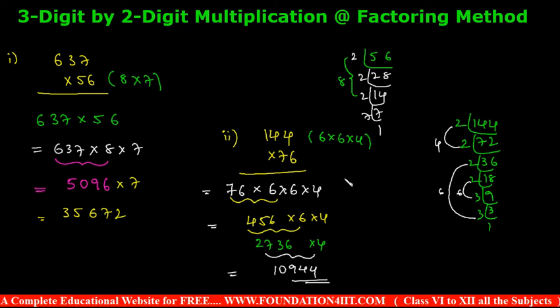Then without using pen and paper, orally in mind, we can calculate any 3-digit number by 2-digit number, making two single digits by the factoring method. So by making factors we can do this. For the same 3-digit by 2-digit multiplication, we will next see how to do it with the addition method.